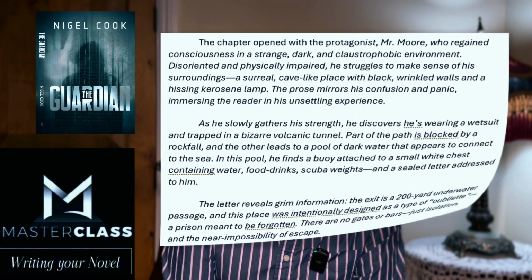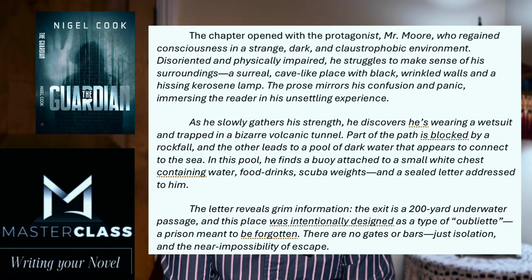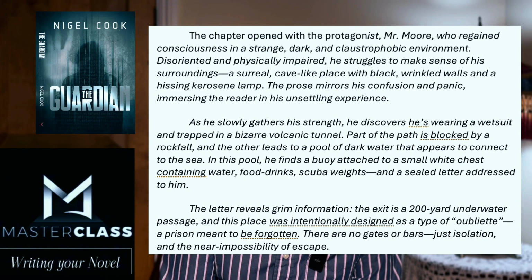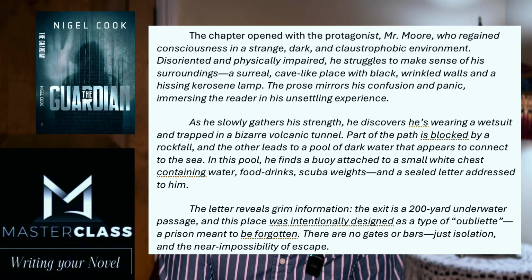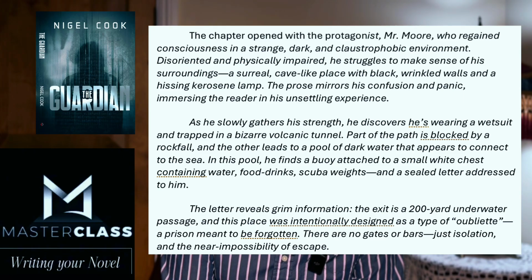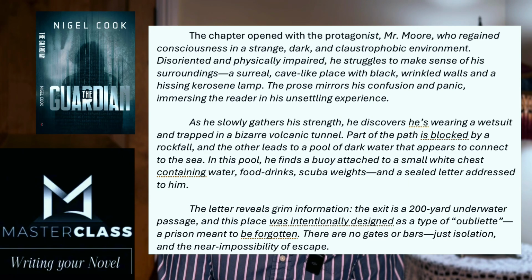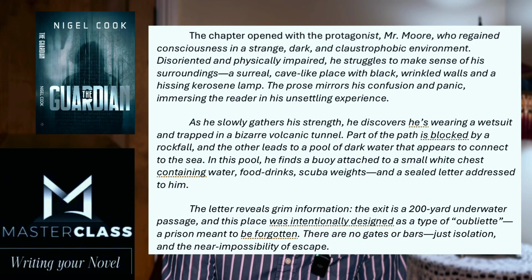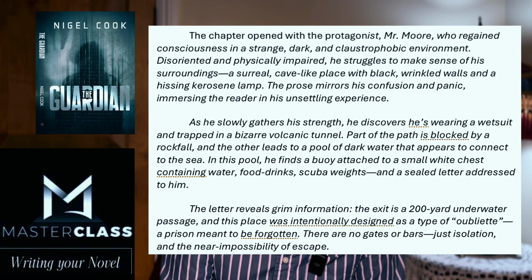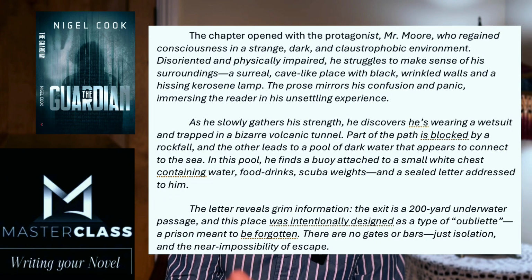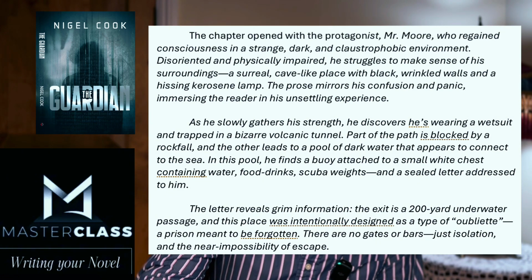The chapter opened with the protagonist, Mr. Moore, who regained consciousness in a strange, dark and claustrophobic environment. Disoriented and physically impaired, he struggles to make sense of his surroundings, a surreal cave-like place with black wrinkled walls and a hissing kerosene lamp. The prose mirrors his confusion and panic, immersing the reader in his unsettling experience.